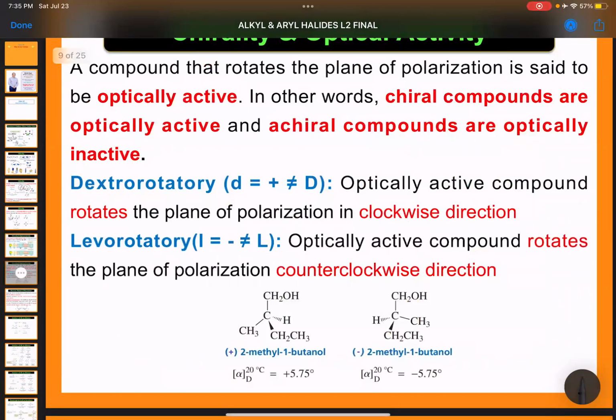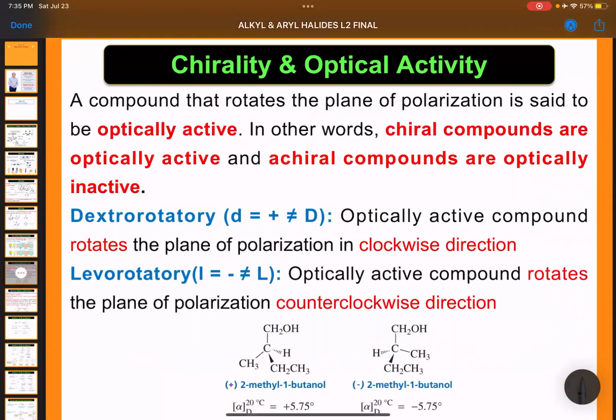So here you can see chirality and optical activity. Compounds that rotate the plane of polarized light are said to be optically active. Chiral compounds are optically active. Achiral compounds are optically inactive; they do not rotate. Chiral molecules have two different mirror images: the molecule itself and its mirror image. One will rotate the light in the clockwise direction, and the other will rotate the light in the anti-clockwise direction.